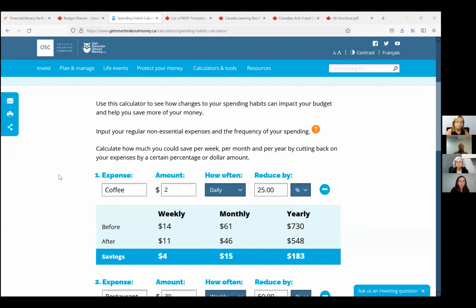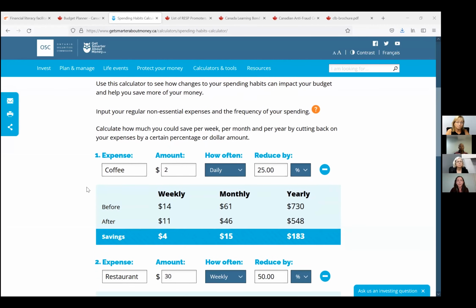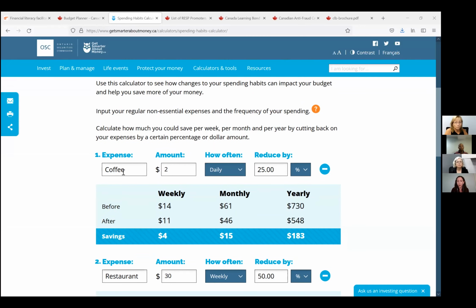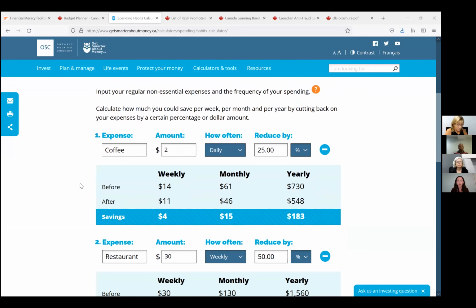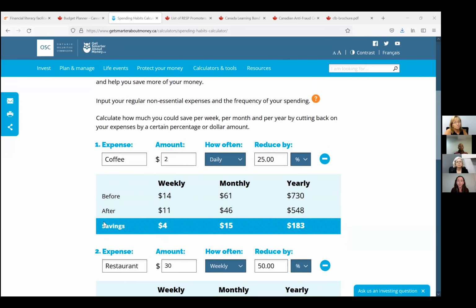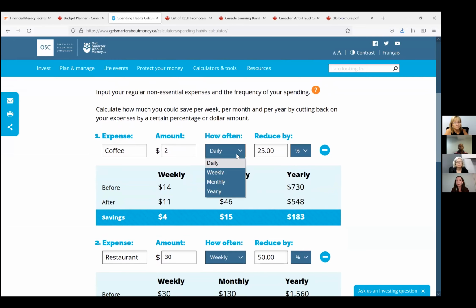Okay, so this tool is for if there's an expense that isn't essential, but that you still like to do, maybe a coffee. I like to buy a coffee every day. So maybe it's $2 and it's daily. You can change the amount, you can change which expense, you can add multiple here, and then you just put how often you do it. And maybe there's some goal that you want to save up a little bit of money for.